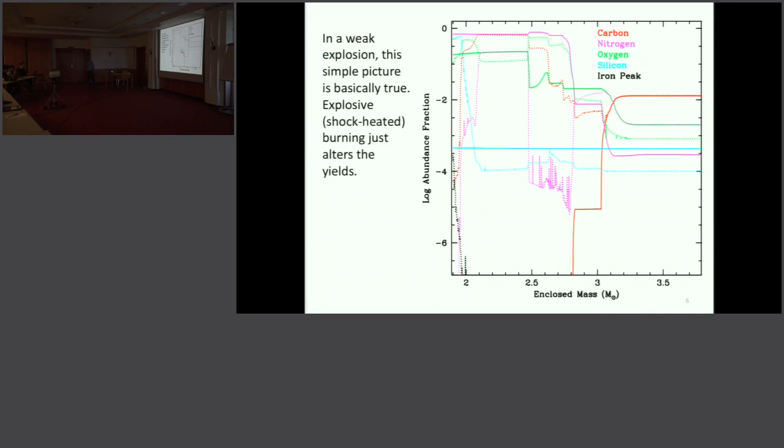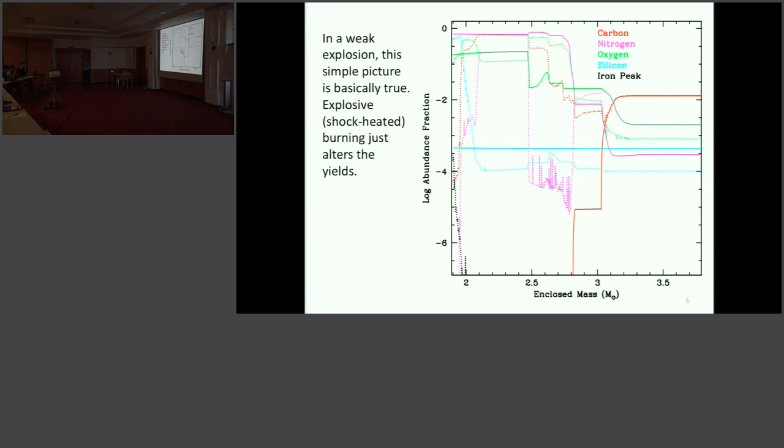The dotted lines are all the post-explosion yields. I end up producing a little bit of iron in that core. This is nickel-56 that will become iron as it decays, so a little bit of iron peak elements. But in this case, the changes are fairly dramatic in the center where I'm getting strong shocks. But you see, there's not much difference in the carbon out in the outer layers. So you're getting these changes.